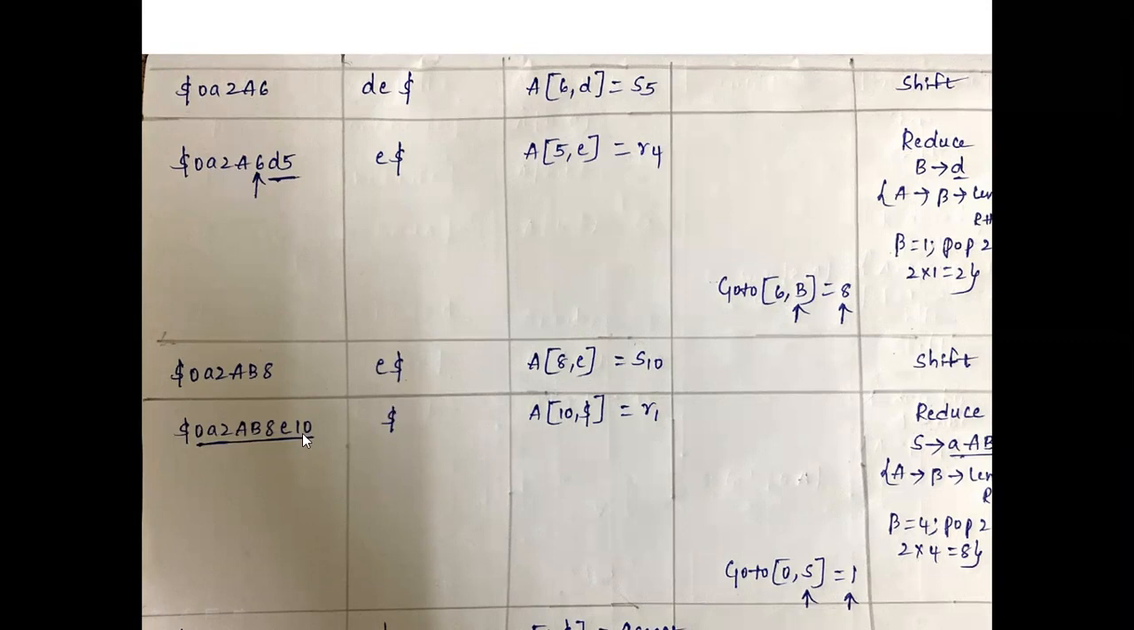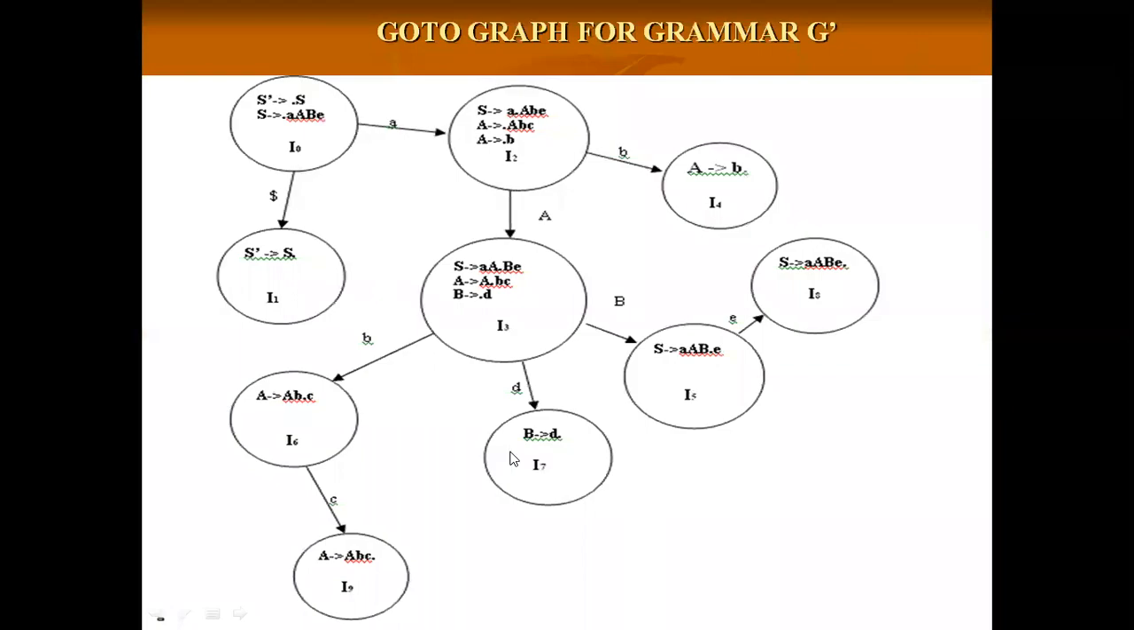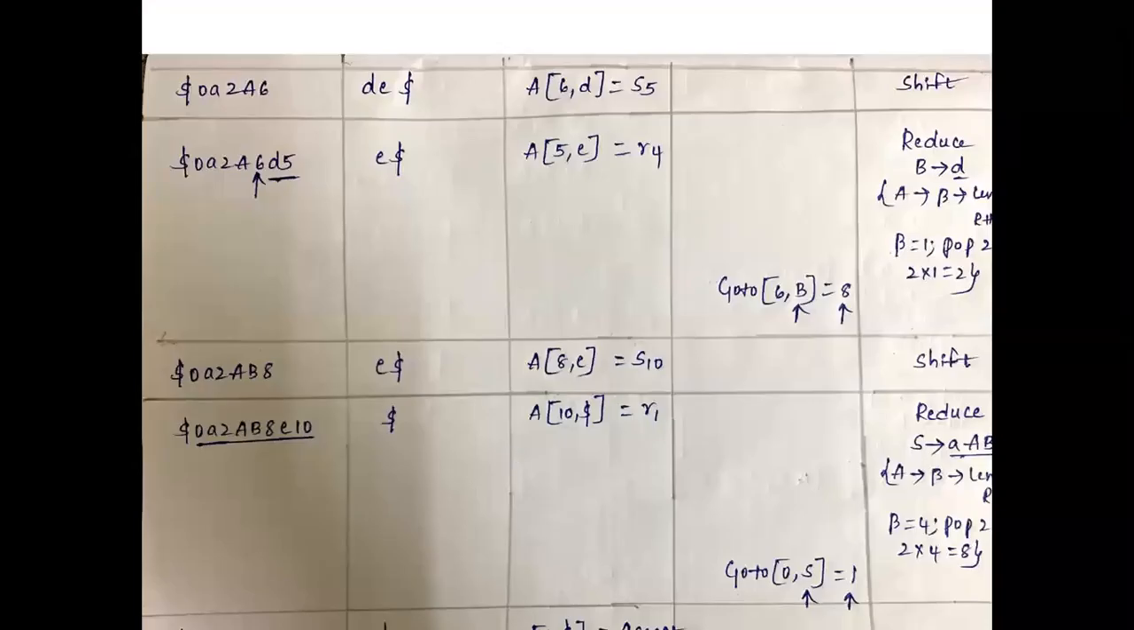And now perform action of 10, dollar. Action of 10, dollar means it is an R1. What is rule number 1 from the given grammar? S tends to A, B, C. That means the length of the beta is 4. The length of the beta is 4. Make a note. And here pop 2 beta. That means 2 into 4 is 8.